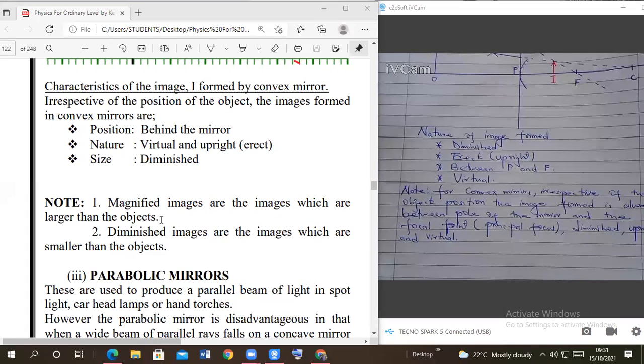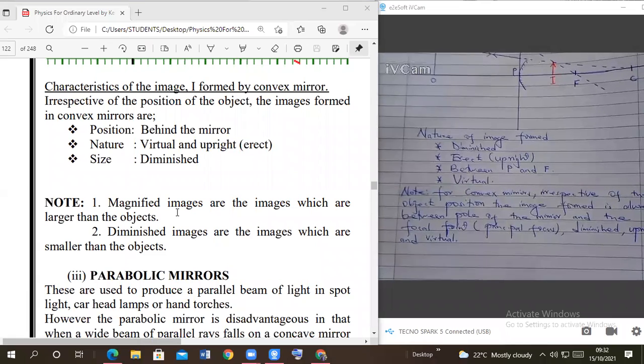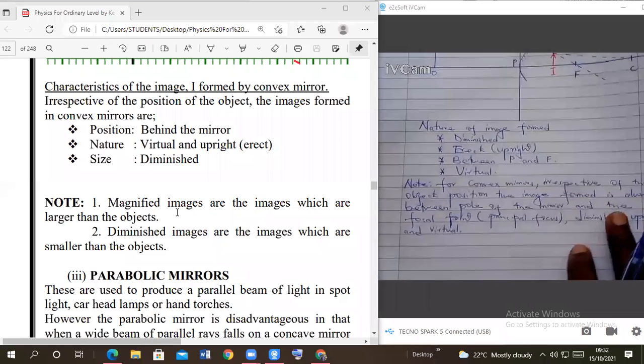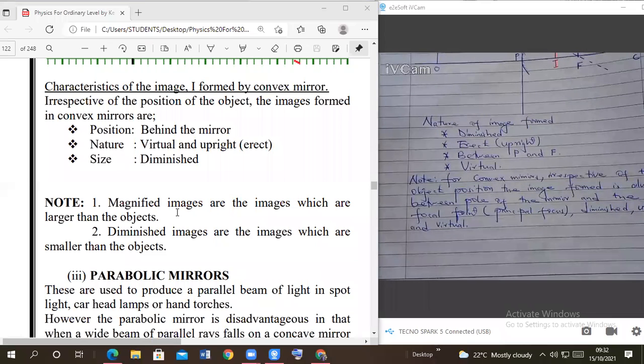So we have already seen the uses of convex mirrors. That one we are not going to repeat again. We have seen parabolic mirrors. That one we have already also seen. But there's something very interesting I want us to look at today. We have seen how we can draw this ray diagram. That one we have drawn theoretically. Members, we have drawn it what? Theoretically. Now we want to see how we draw it graphically.